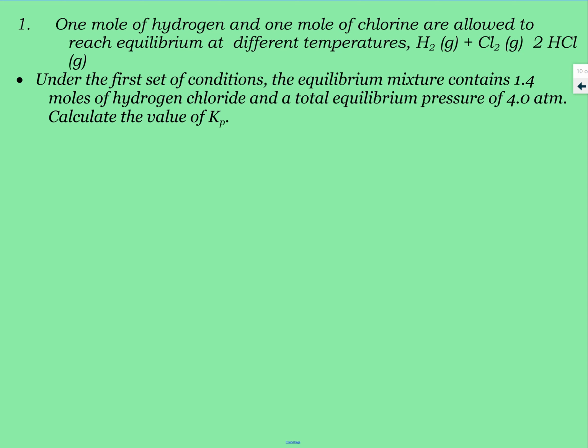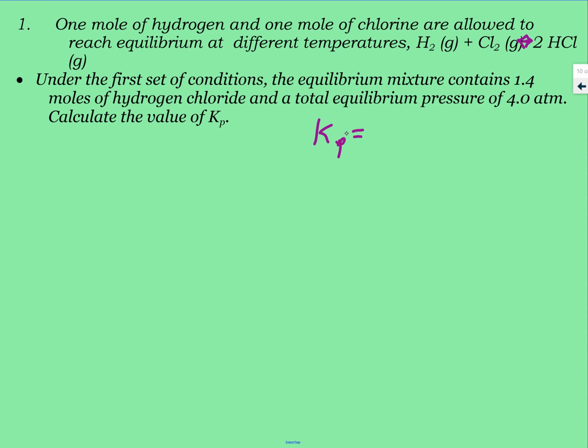Alright, we're going to do another Kp problem. We're missing our equilibrium sign there. 1 mole of hydrogen and 1 mole of chlorine are allowed to reach equilibrium at different temperatures. H2 gas plus Cl2 gas yields hydrogen chloride gas. Under the first set of conditions, the equilibrium mixture contained 1.4 moles of hydrogen chloride and a total equilibrium pressure of 4.0 atmospheres. Calculate the Kp.